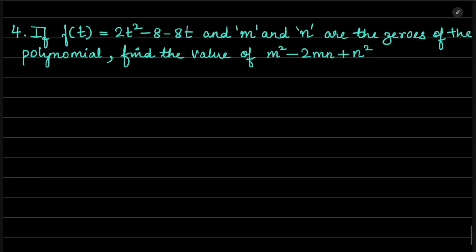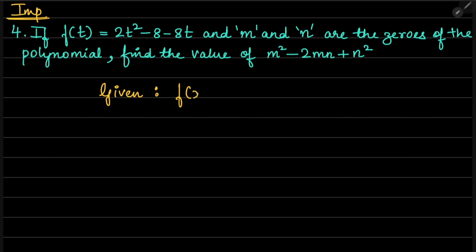If f of t is equal to 2t square minus 8t minus 8, and m and n are the zeros of the polynomial, find the value of m square minus 2mn plus n square. Again, a very, very important question. Let us do it together. First of all, let us write what is given.